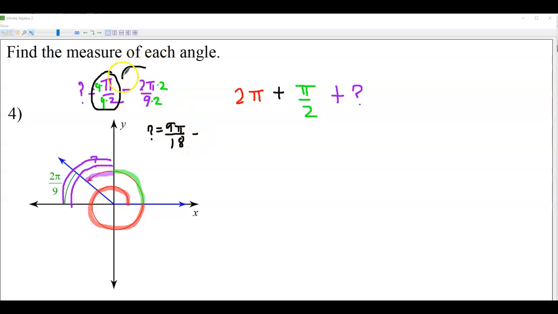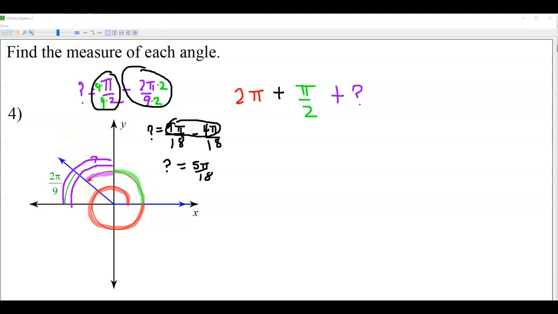Minus this, which is 4 pi over 18. So now that we have a common denominator, we can go ahead and subtract these. 9 pi minus 4 pi would be 5 pi. So now I know my missing piece. It's 5 pi over 18. And so that's the missing piece that would go here.